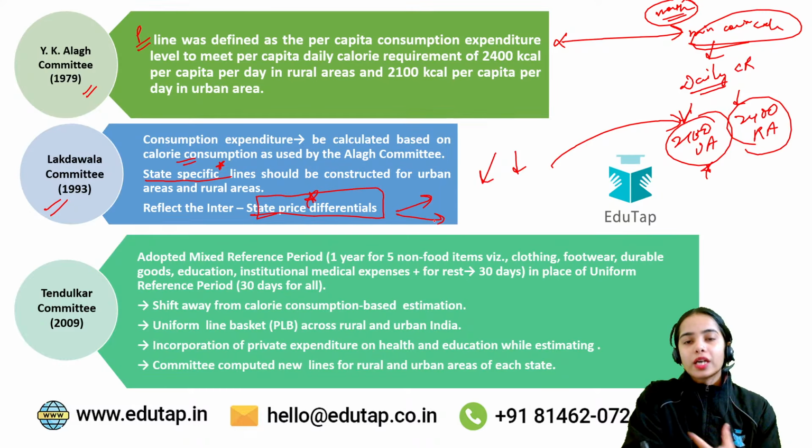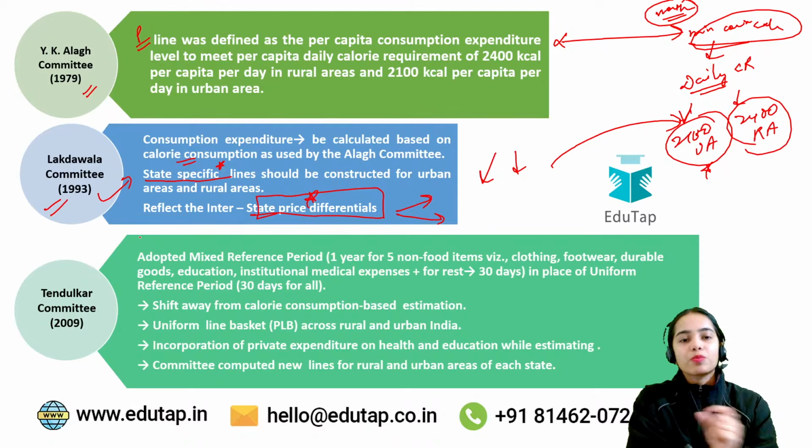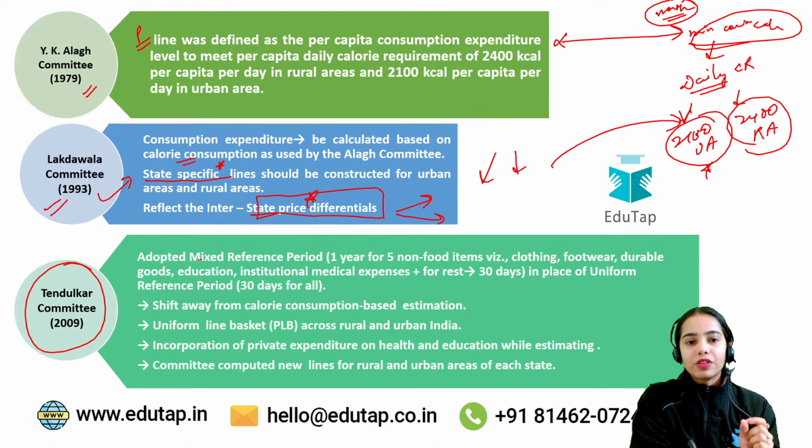The people might require different expenditure to meet the daily calorie requirement. Okay, so the Lakdawala Committee said that there should be state-specific poverty lines. The Tendulkar Committee said that we will follow the mixed reference period of 1 year for 5 non-food items and 30 days for the rest of the items.